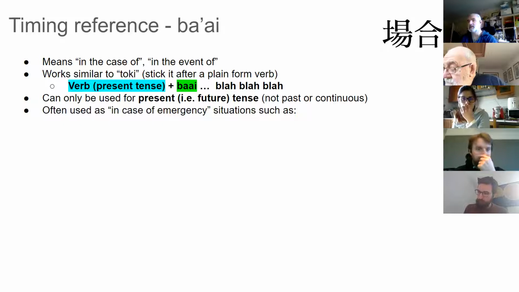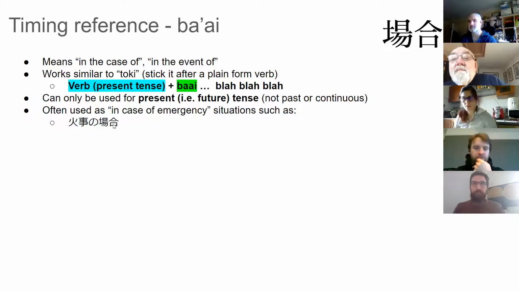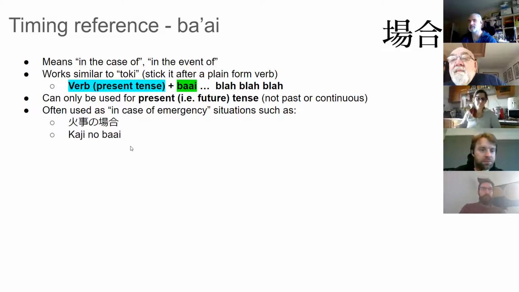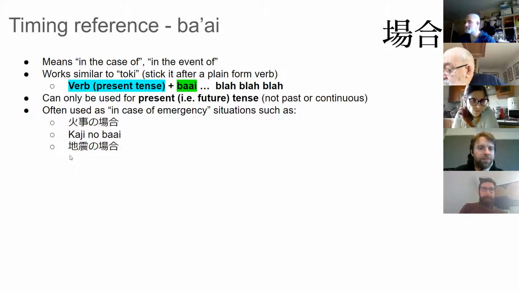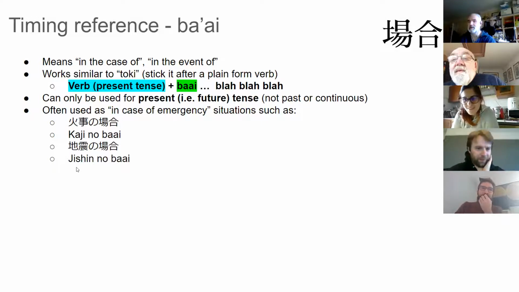Because of that, it's often used in case of emergency situations, such as, okay, Constantina, do you remember what this was from last week? In case of fire. Yes, good, kaji no bai, in case of fire. Piotr, this one? That was the earthquake. Jishin no bai. Yes, jishin no bai.